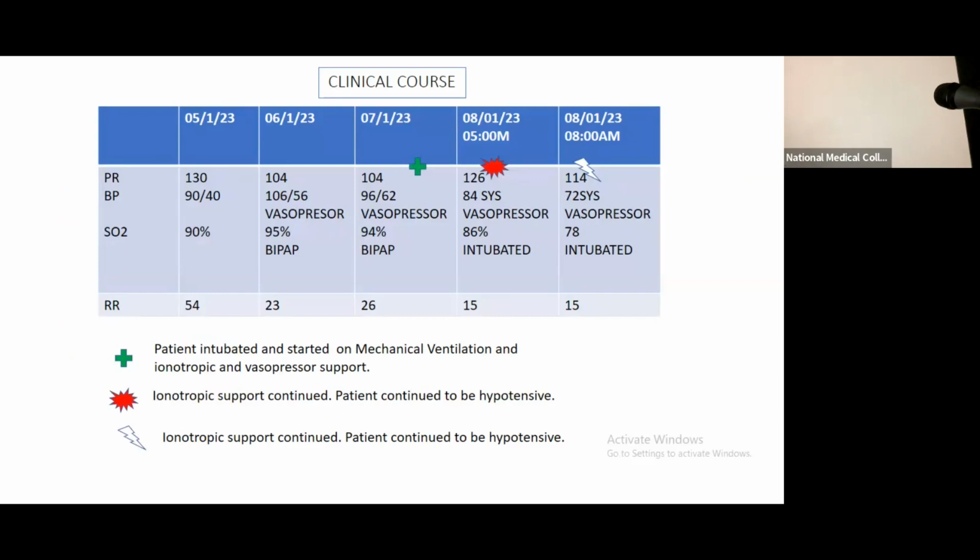A patient became hypotensive. So this gives you a clear picture that this patient was sick from the 7th, when he came. So what happened on the 7th, when the blood pressure fell from 106 to 96? Why was the patient intubated? Why was the inotropic support increased?